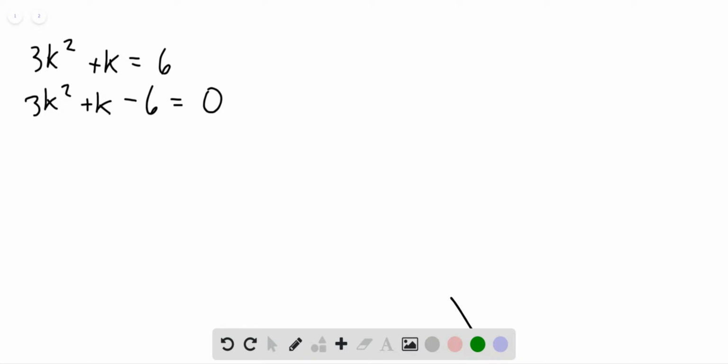And we'll have to use the quadratic equation for this one. k equals minus b plus or minus square root of b squared minus 4ac, all over 2a.